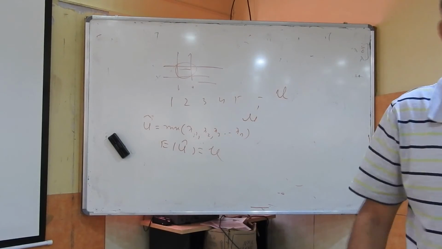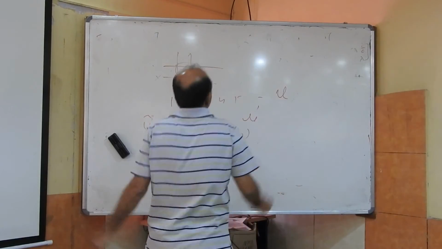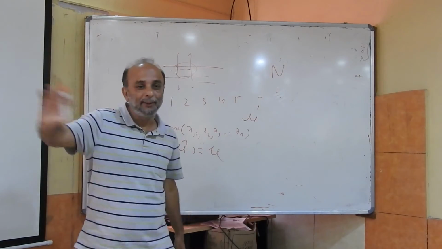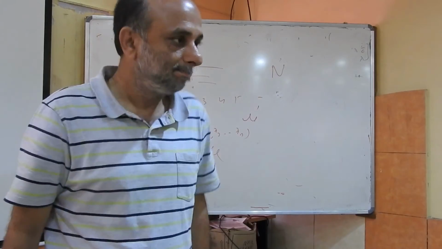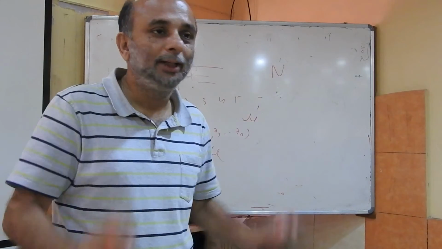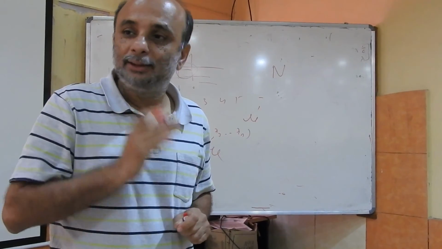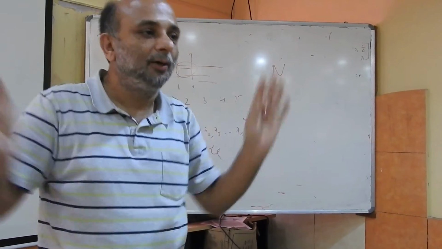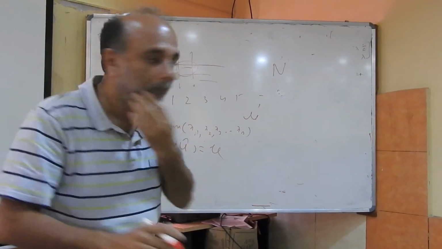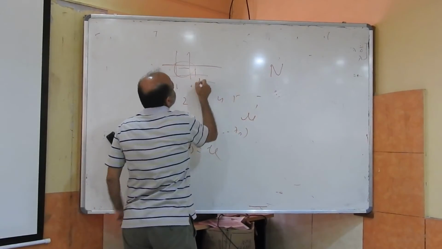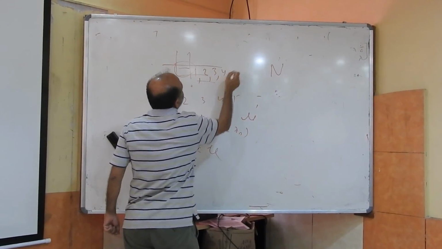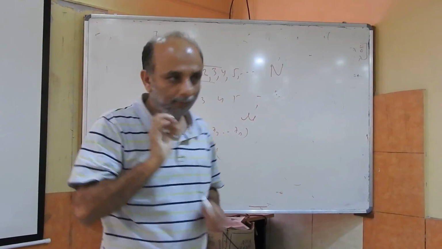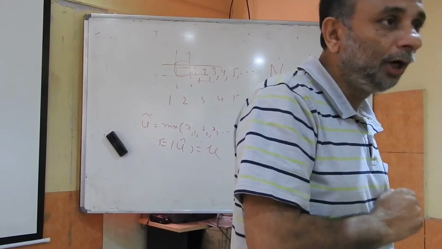Now, suppose indeed the actual number of taxis in the city is capital N. Let's try to understand this problem properly. The actual number of taxis in the city, let's call it capital N, say 7,000. So capital N is 7,000. You have taxis number 1, 2, 3, 4, 5 up to capital N. Right? Sure?